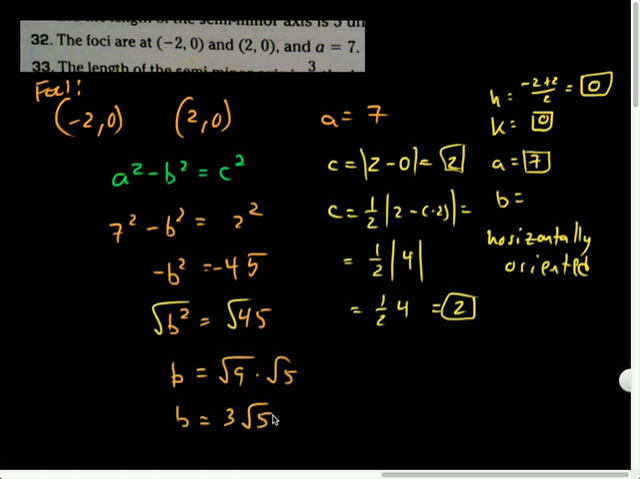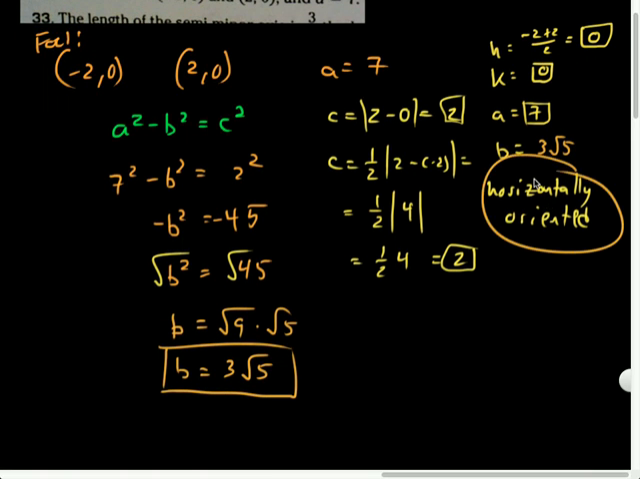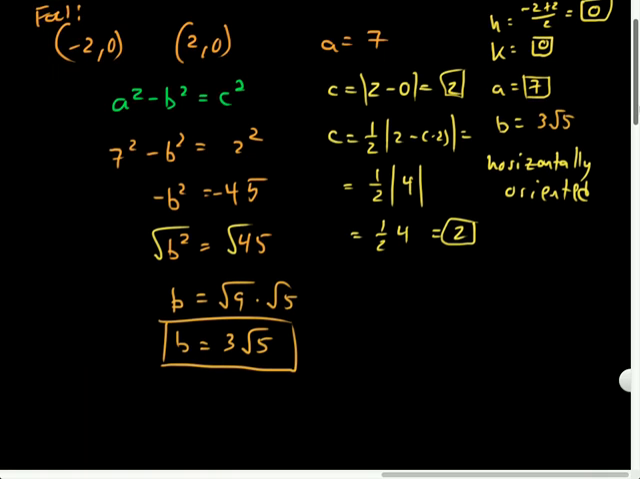Man, I just threw a whole bunch of stuff at us. I reduced the radical where I found the largest perfect square that went into 45, and it went in 5 times. The square root of 9 I was able to simplify to be 3. So that's the idea of reducing radicals, which is an important skill. So that's the value of b, 3 square roots of 5. So now we can write the equation. And by the way, it was important that I knew that it was horizontally oriented because otherwise I'd be plugging it into the wrong version.